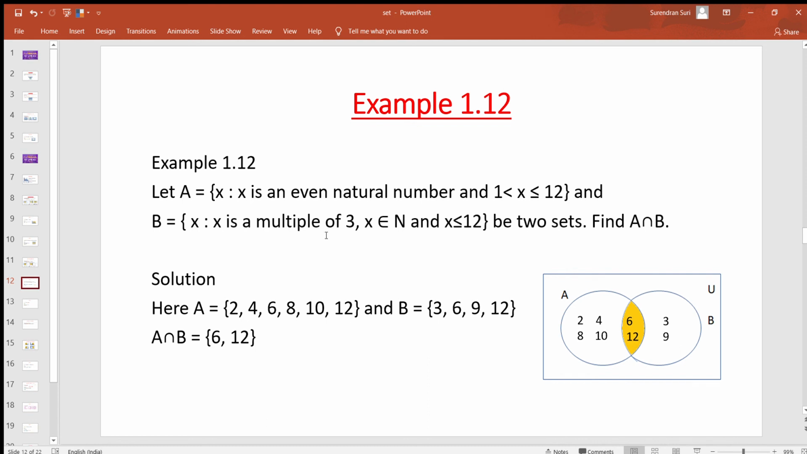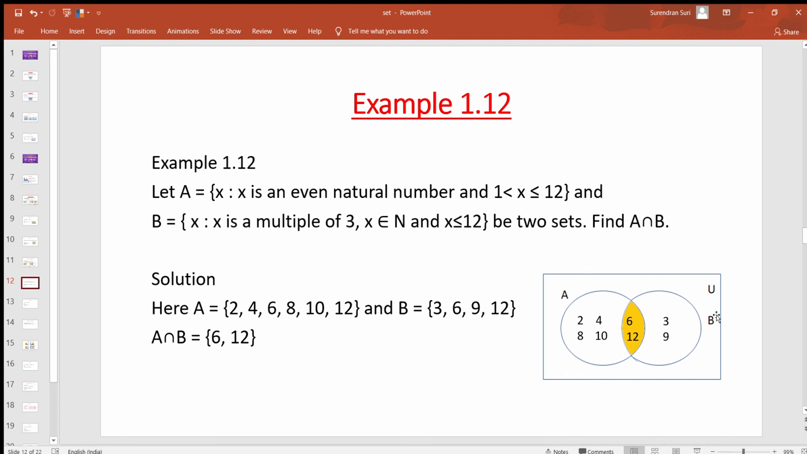Next, x is a multiple of 3. What are the multiples of 3? 3, 6, 9, 12. Again, the condition is given that x should be lesser than or equal to 12, so we are stopping with 12. So two sets are given, and we have to find the intersection. Intersection means the common elements in both. So we have to see what elements are common here. If we see, 6 is present in both. Then the element 12 is present in both. So A intersection B is equal to the set of 6 comma 12.